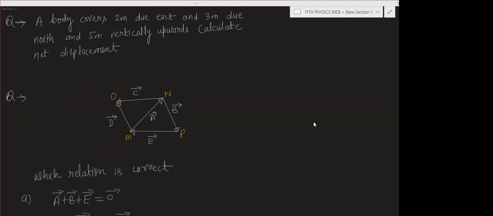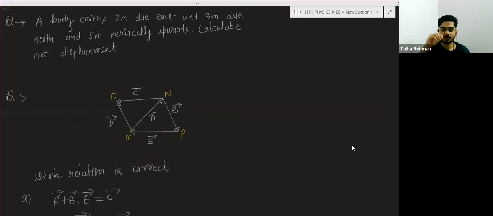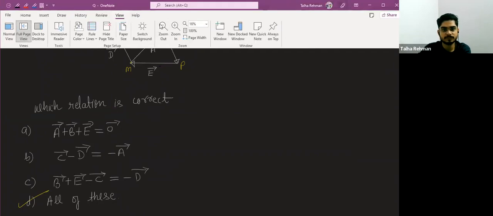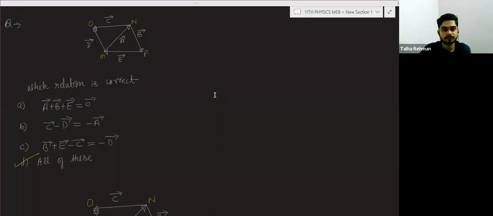Yes, sir. We are applying the triangle law first, and after that we have applied the polygonal law. So in this way the polygonal law will be used. Just note down the question and the answer. And there is no need to draw the figure again and again. Just draw it once.